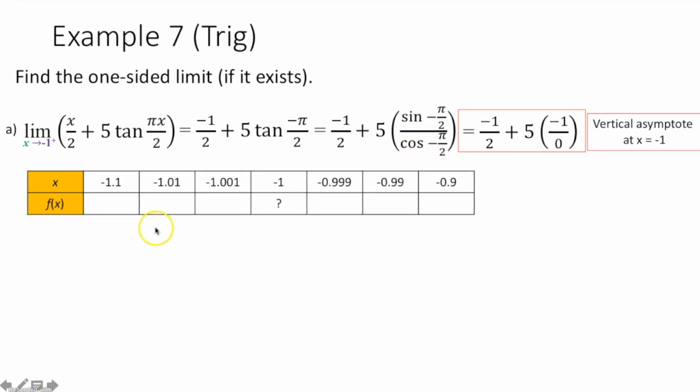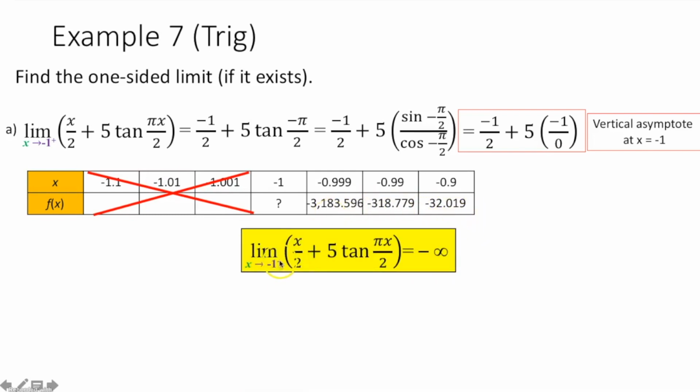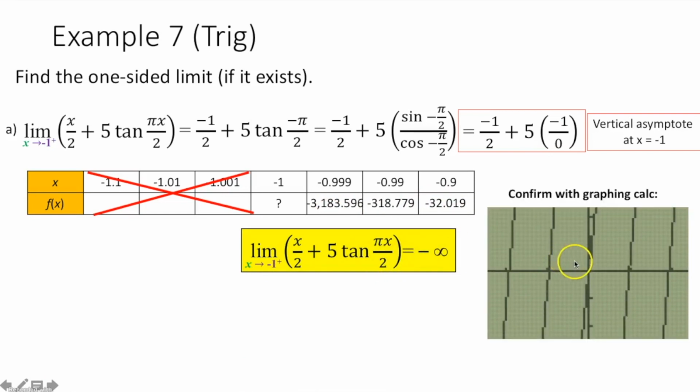So to do that, we create our table, 3 x values to the left of or less than negative 1, and 3 x values to the right of or greater than negative 1. Which ones do we need? We are approaching negative 1 from the right, so we're going to use these guys. We don't need these ones over here. We plug in each of these for the x values in our function and get the y values that go with those x values. You can see that our y values go towards negative infinity. They are decreasing exponentially, so the limit as x approaches negative 1 from the right of our function is going to equal negative infinity. Confirm this with your graphing calculator. You can see that at x is equal to negative 1, our function coming in from the right is going towards negative infinity.